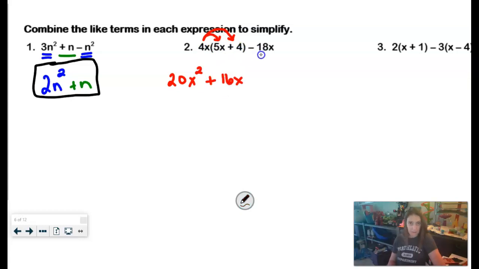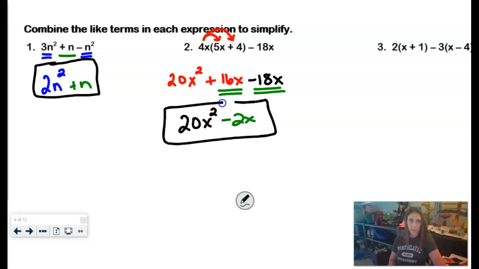Now don't forget, there's this extra term over here. Sometimes I finish these too fast because I'm not looking. And now we have like terms. So you have that 16x and then a minus 18x. Those are like terms. We can smush them together. And that gives you what, a negative 2x? But don't forget you have the 20x squared in the problem. So this would be my answer.